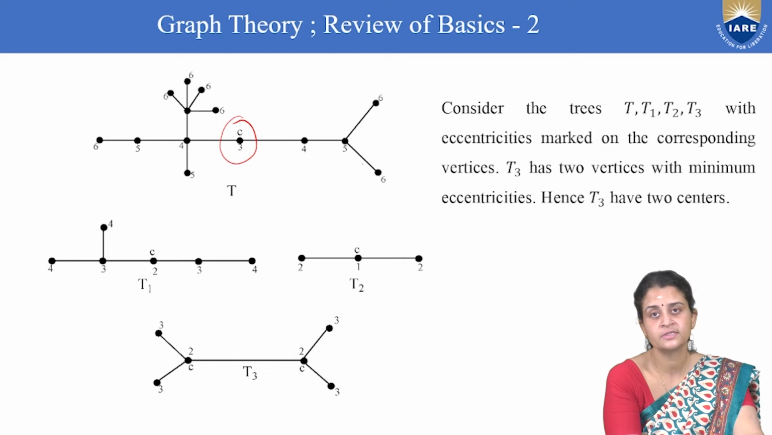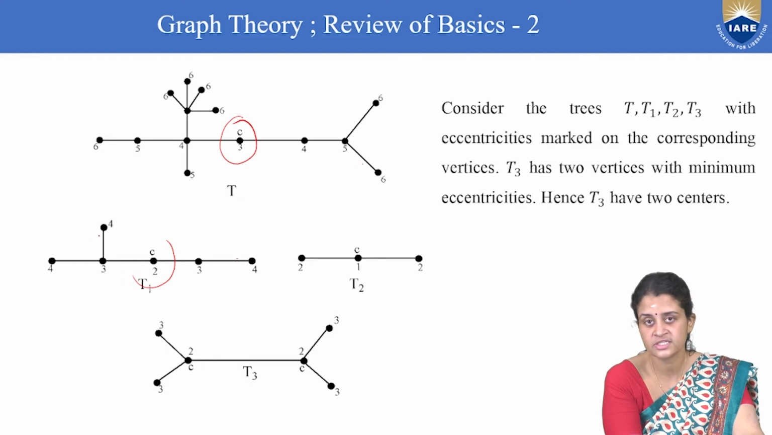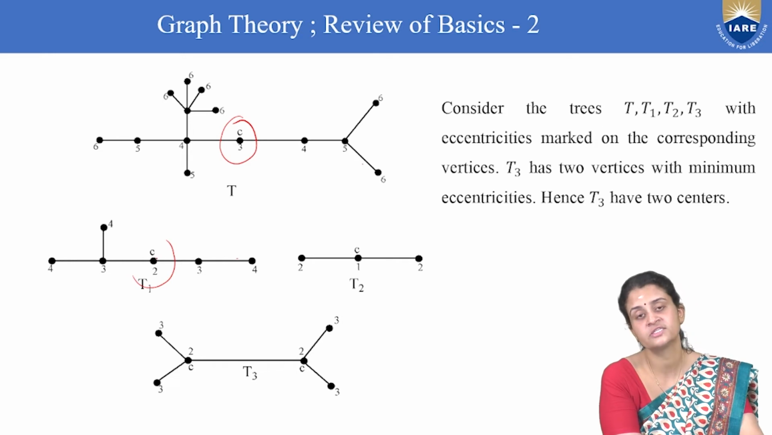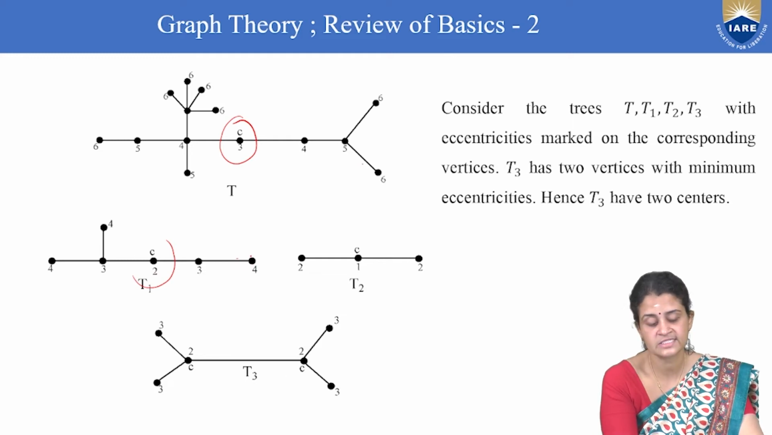Here also, this vertex is the center. Why in T2? Because from here we can go through these 2 vertices only. Here the farthest distance is 2, and here also the farthest distance is 2. In this figure we have 4, 4, 3, 2, 3 and 4. So the vertex with minimum eccentricity is this vertex with eccentricity 2, and it is the center of the graph.